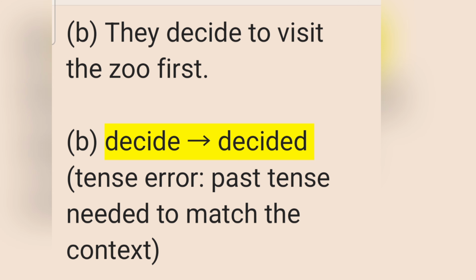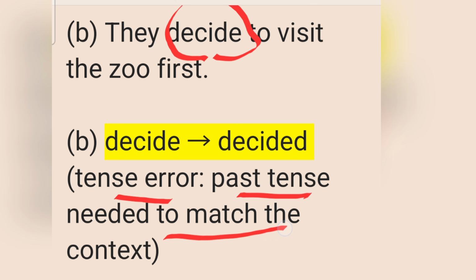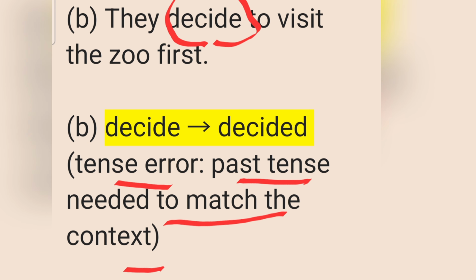In the second sentence, they decide to visit the zoo first. So instead of decide, decided will come. They decided to visit the zoo, because it is a tense error. Past tense is needed to match the context, because the first sentence of this passage was in the past tense. So the second one, the continuation, the whole paragraph will be in the past.